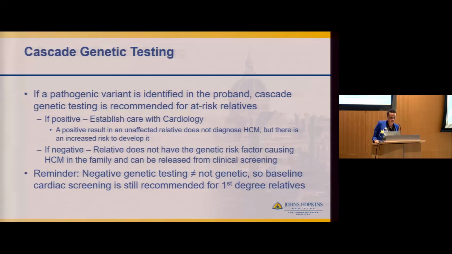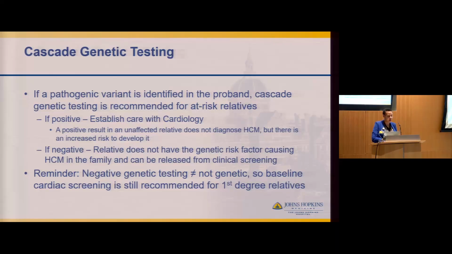We just talked a little bit about this, so just touching back on it. If a pathogenic variant or a mutation is identified in the proband, we do recommend cascade genetic testing for at-risk relatives. For those relatives who test positive, we recommend that they establish care with cardiology if they have not already. But it's important to know that a positive result in an unaffected relative does not diagnose them with HCM. It means that they have an increased risk to develop it, but because they're positive on genetic testing does not mean that they have a diagnosis of HCM. That would be made with a clinical evaluation if there's any changes on their screening.